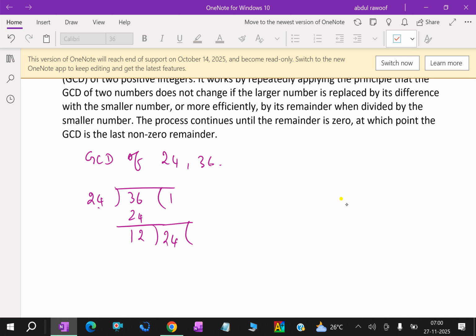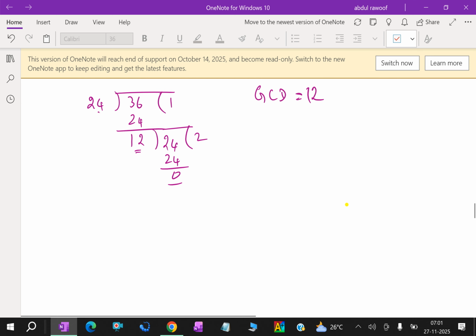Then 24 is divided by 12, which is 2, and the remainder is 0. We have to continue up to remainder 0. Therefore, the last divisor is the GCD. GCD equals 12. Like that, even for big numbers, we have to continue this algorithm until the remainder is 0.